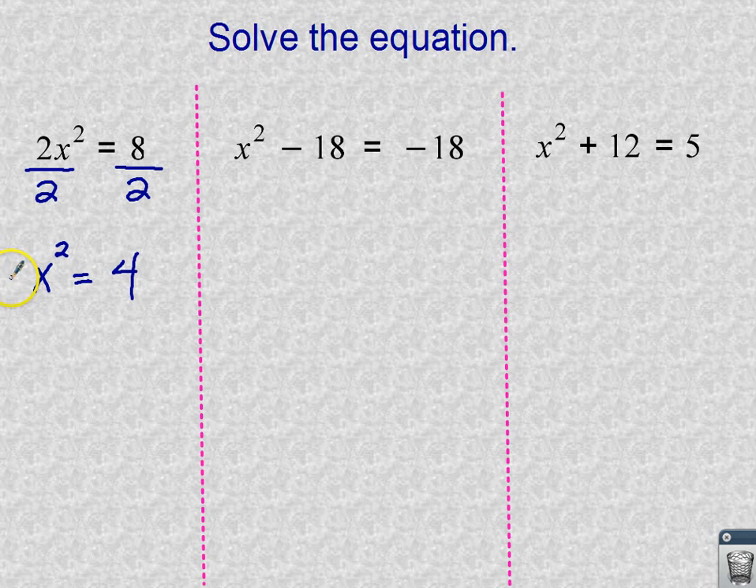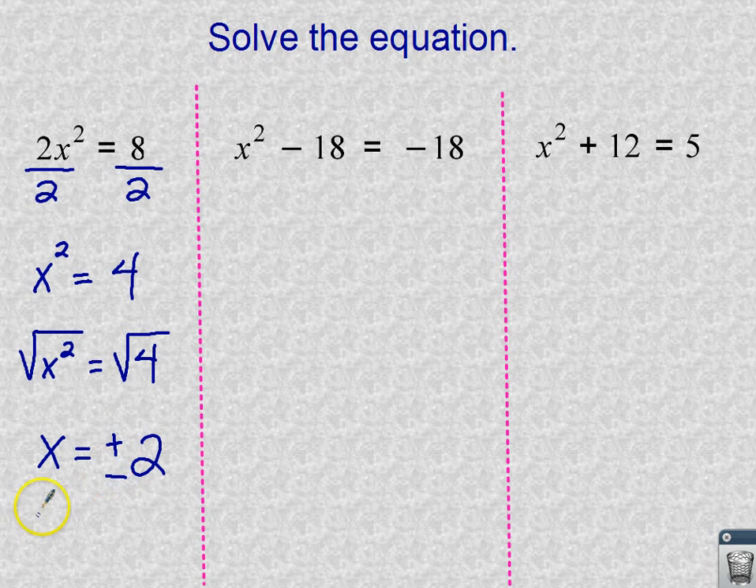So if we were now to take the square root of x squared, we would do the same thing to the other side. Whatever you do to one side, you do to the other. So we'll take the square root of 4. And the square root of x squared is x. And the square root of 4, that's a perfect square. So we're going to have positive 2 and a second root of negative 2.